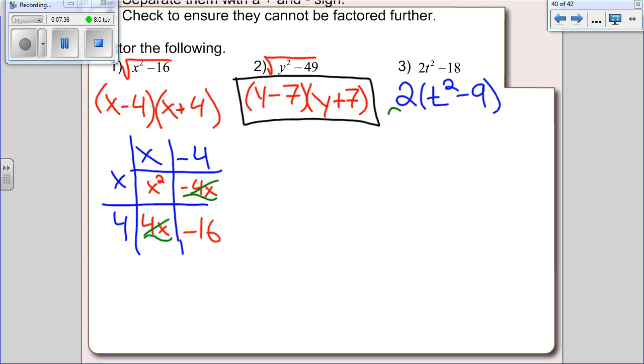Now I have a binomial, t squared minus 9, which is a difference of squares. So you GCF first. The GCF's up front. You check what you're left with and see if you can factor that thing. I can square root both those things. So when I square root those things, I would get t minus 3, t plus 3.